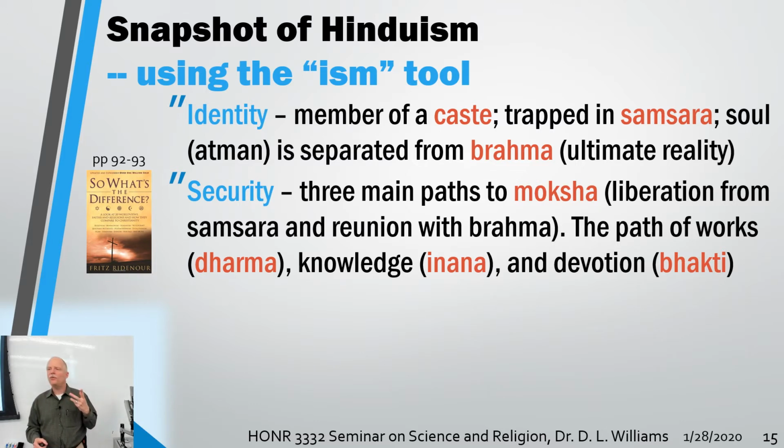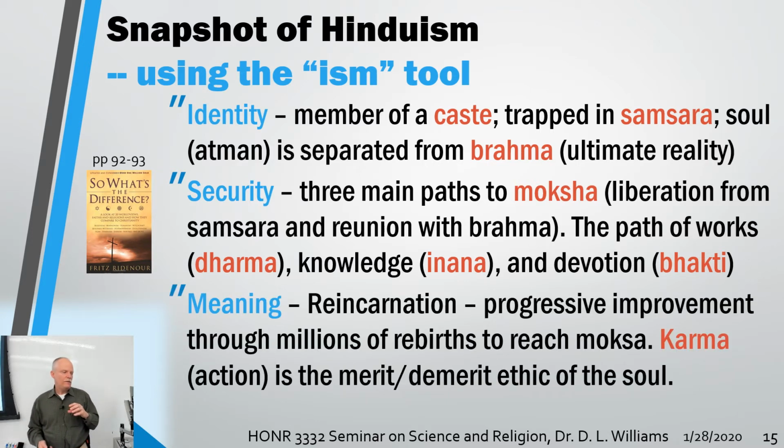And there are three main paths that you can take. You can adhere to dharma, which is good works, as a path to improve yourself life after life after life. The path of knowledge, which is where we see yoga and meditation. And then the path of devotion. The meaning for this person comes through their reincarnation cycle. So this is progressive improvement over millions of rebirths to reach moksha.